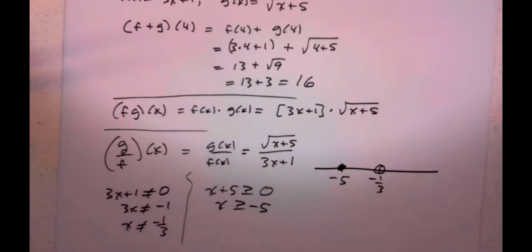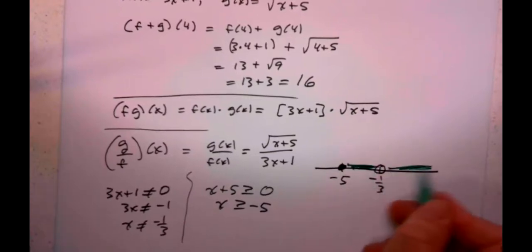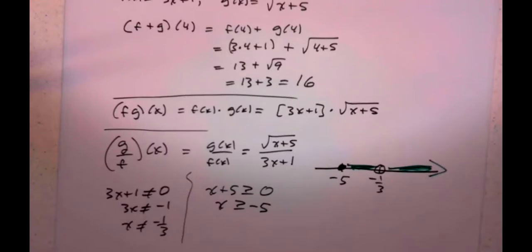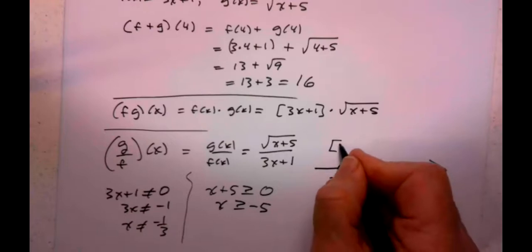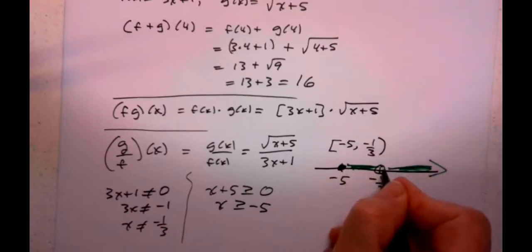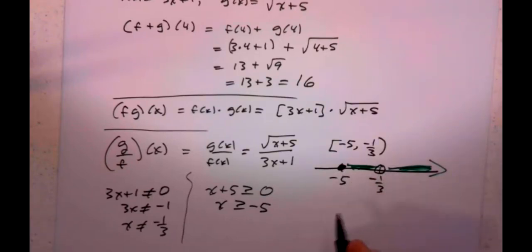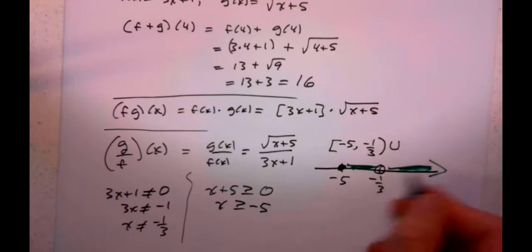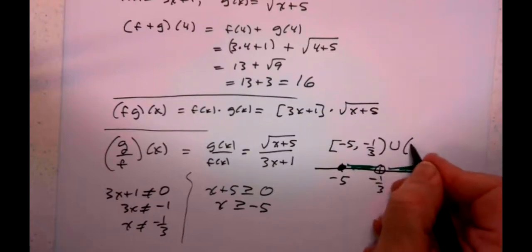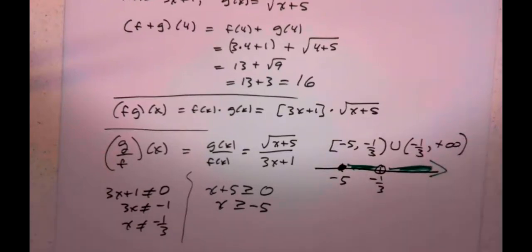So my domain will be these intervals. And then how do we write that in interval notation? Square bracket, negative 5 to negative 1/3, round bracket, because we don't actually include the negative 1/3. We include the negative 5, that's why it's a square bracket. Union, left to right always, round bracket again, negative 1/3 to plus infinity. That's what the domain of that new function g over f would be.